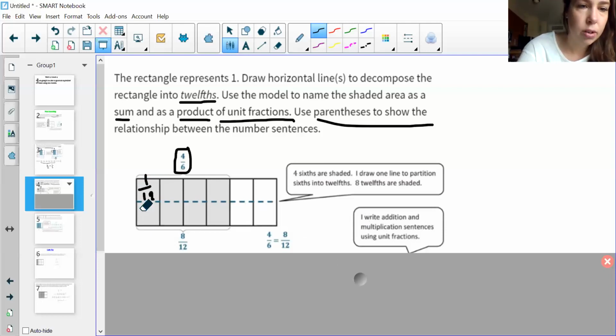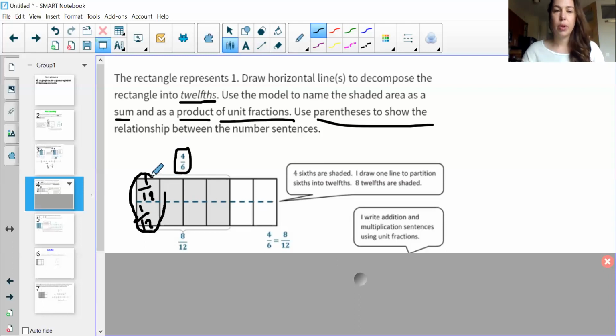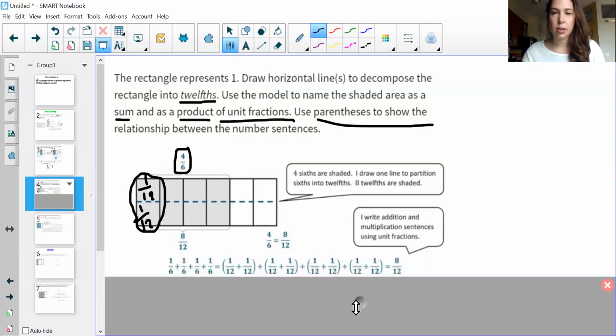So here we have, this is our group of 2/12, and this is going to be important in a second. So I want you to think about these as groups of 2/12. All right, so let's take a look at the first number sentence. So we started with 1/6 plus 1/6 plus 1/6 plus 1/6. That's what we had before we decomposed. Now that equals 8/12. Altogether, I have here 8/12 added together.